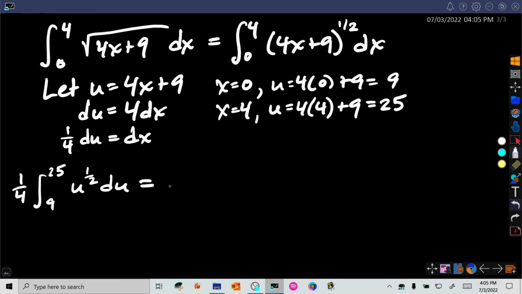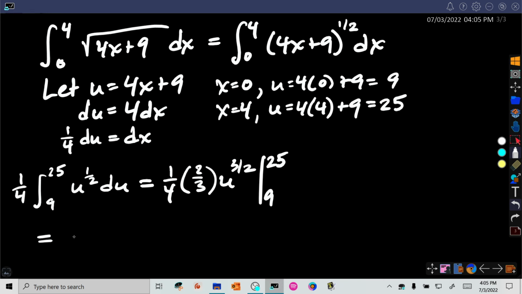Okay, so this right here is then ultimately going to become 1/4 times 1/2 raised to the 1 power by 1 is going to be u to the 3/2. And then I'm going to multiply by the reciprocal of whatever that is, so that's going to be times 2/3, u to the 3/2. Okay? And this is going to be between 9 and 25. So as a result, this stuff is all going to cancel out. So I get 1/2 times 1/3, which is equal to 1/6.